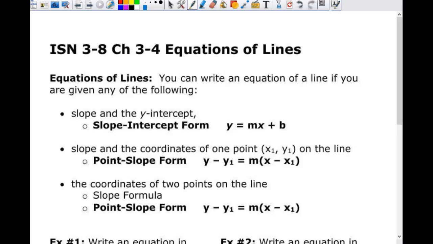A slope and the y-intercept. You use the slope-intercept form. That's the one you guys are probably the most used to. This is the one you see on the calculators.